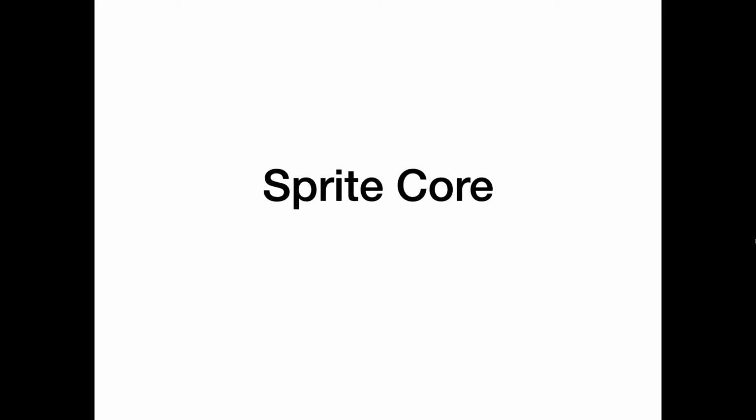In this module, we develop a new video core we call a sprite core. So a sprite is just a small bitmap image that is generally overlaid on top of a much larger scene, or what we call a background.